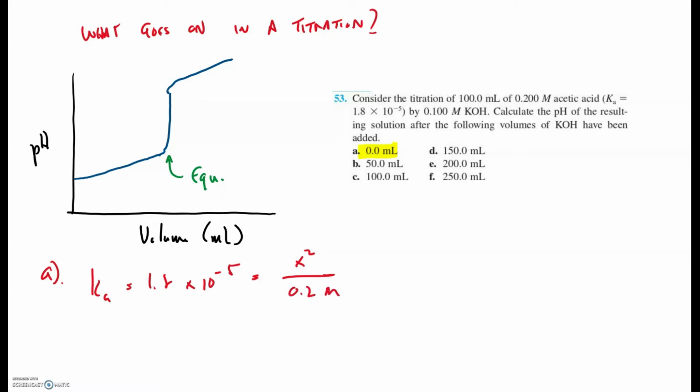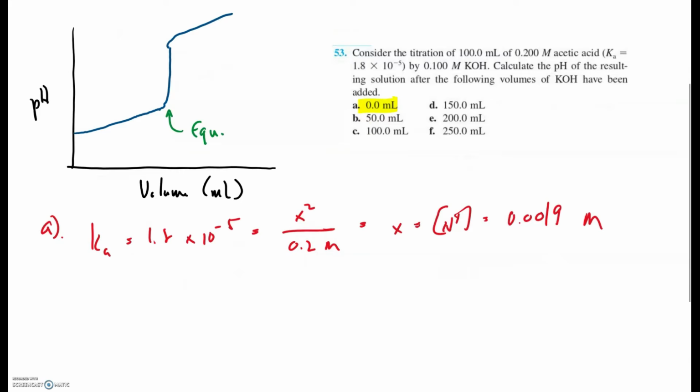It's 0.2 molar, and you know that when you crank all this out, X, which is equal to H+, let's do it: 1.8 times 10 to the negative fifth times 0.2. We're going to take the square root of that, and we get 0.0019 molar. And if we plug this in for pH, we're simply taking the negative log of H+, and we get 2.72. That puts us right here on our curve, okay? Let's highlight this.